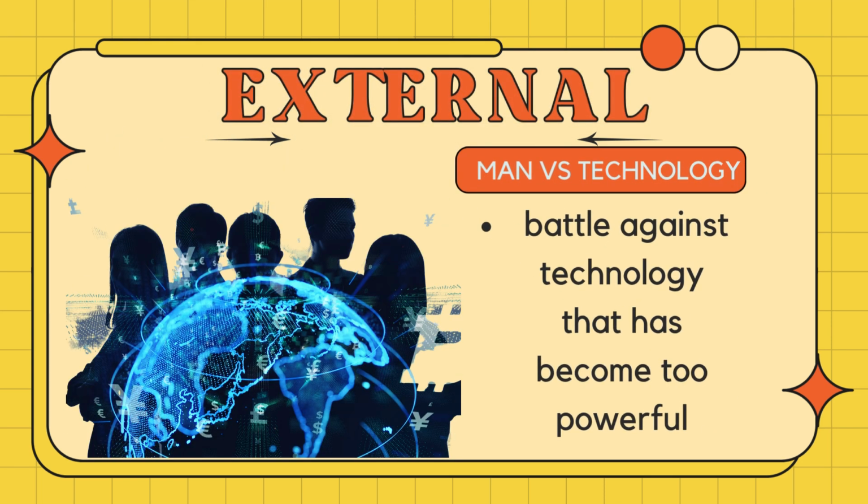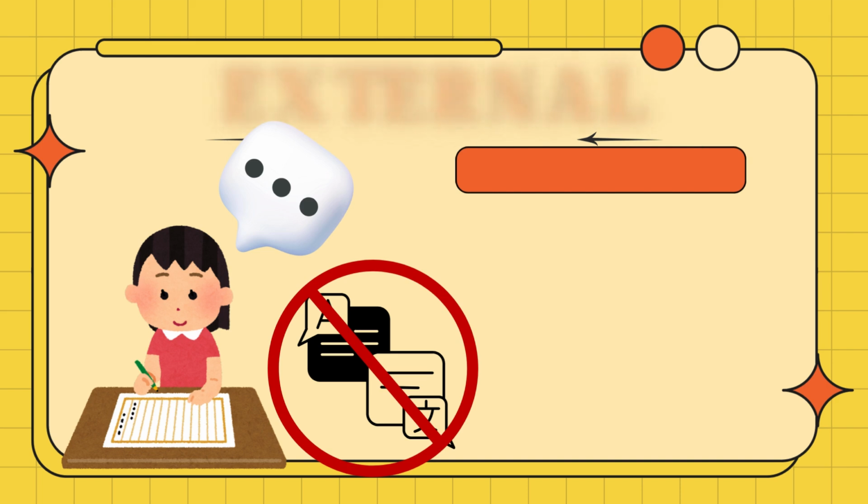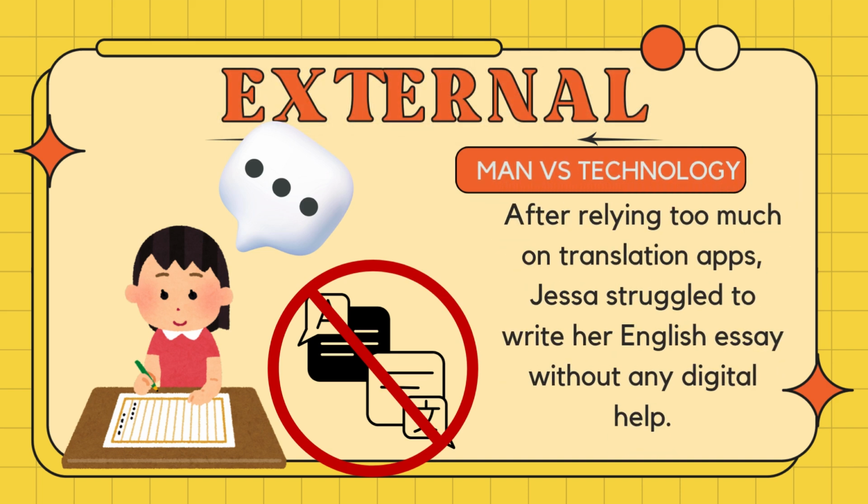Lastly, we have man versus technology. This is the battle against technology that has become too powerful. So this happens when we rely too much on gadgets or when machines fail us. For example, after relying too much on translation app, Jessa struggled to write her English essay without any digital help. That is a big problem.